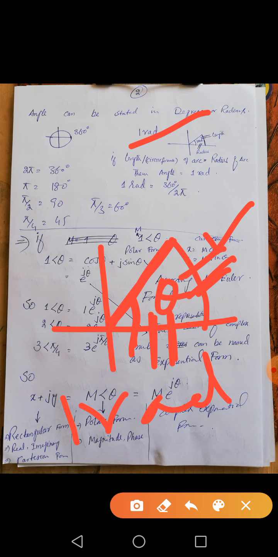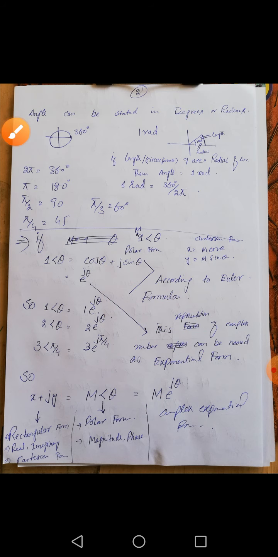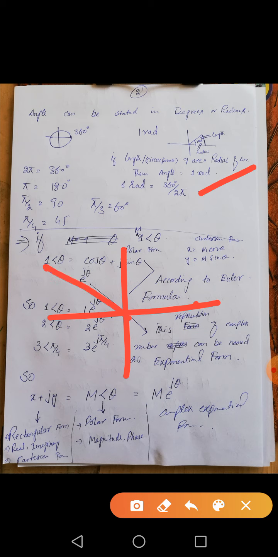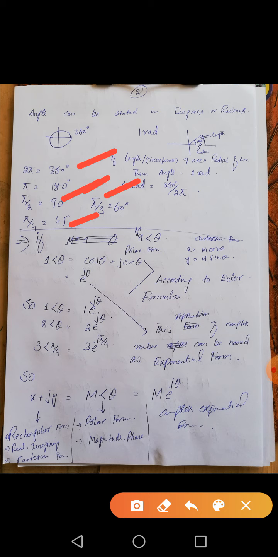This will be equal to 1 radian. And 1 radian is equal to 360 divided by 2 pi. For example, if this arc is moving like this here, it completes 2 pi radian. So 2 pi is equal to 360, pi is equal to 180 degree, pi by 2 is 90 degree, pi by 4 is 45 degree, pi by 3 is 60 degree.